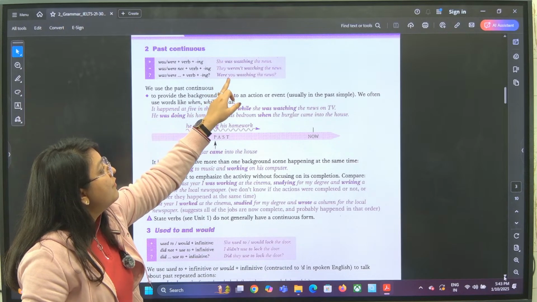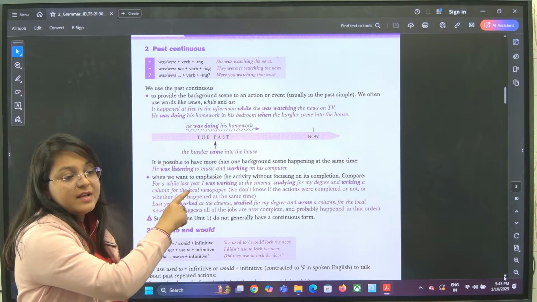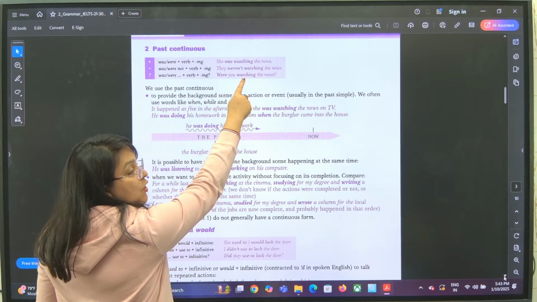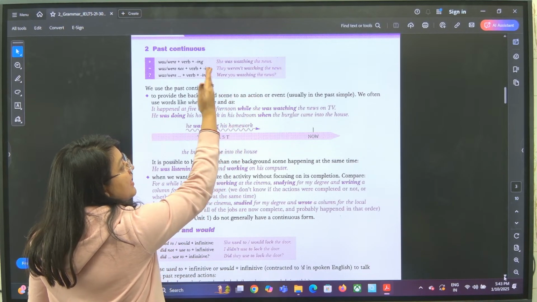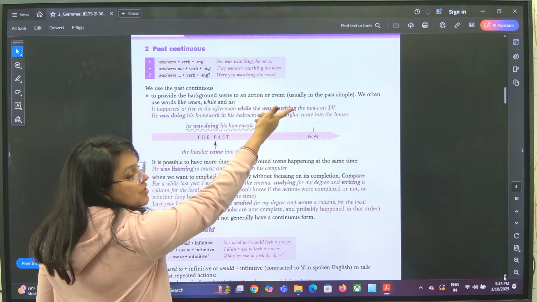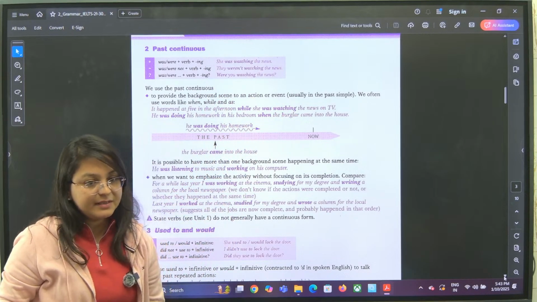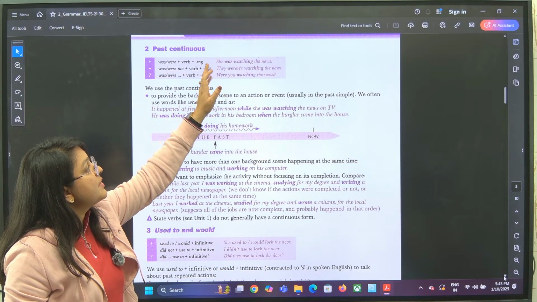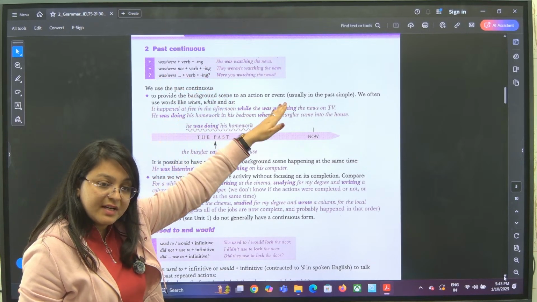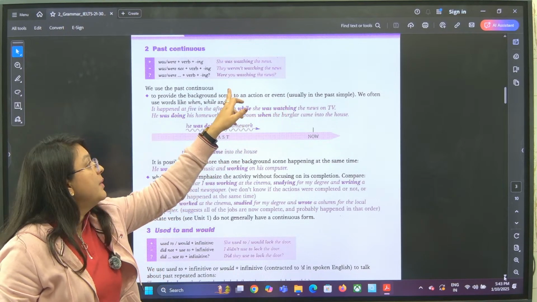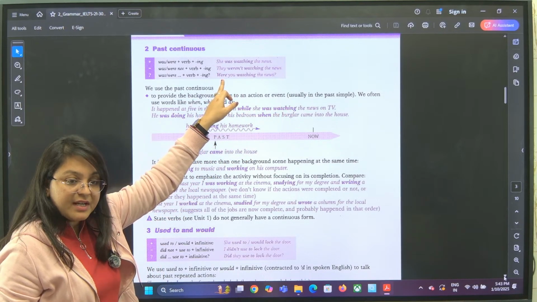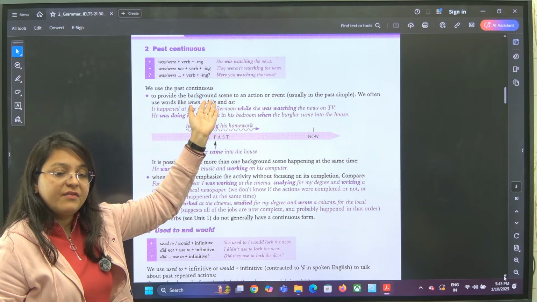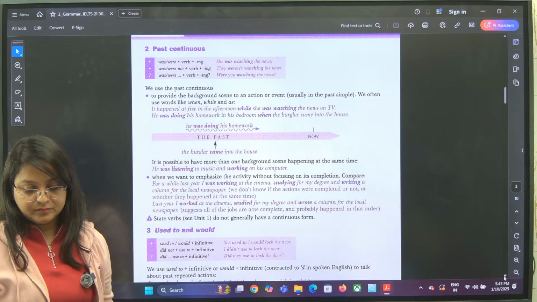For example, were you watching the news? Were is the auxiliary verb here, right? What is the main verb? Watching. So auxiliary verb will come forward. Were you watching the news? Clear? When we are using positive statement and negative statement, auxiliary verb will come next to the subject. But when we are using interrogative statement, then auxiliary verb will come in front. Clear?